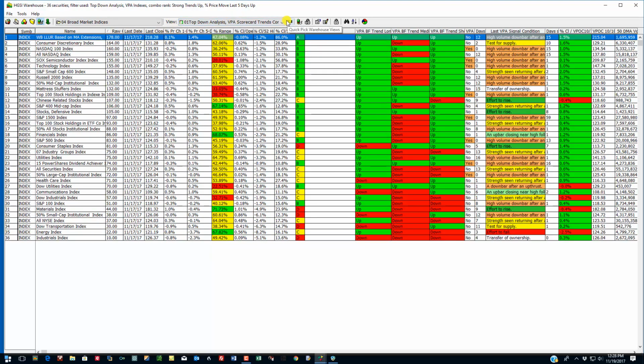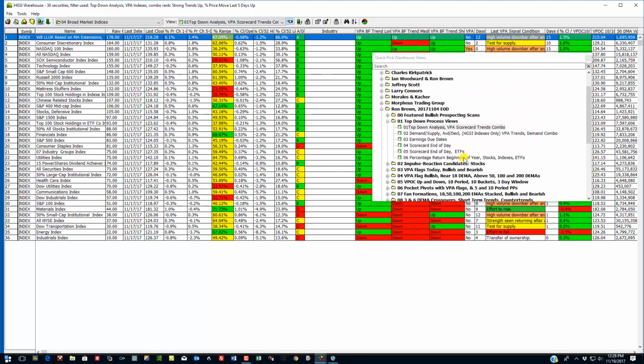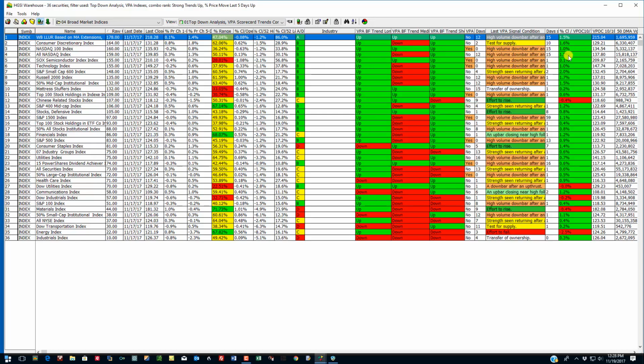And I'm using, under the end of day, the top-down analysis, the top view, number 1, which is top-down analysis VPA scorecard trends combo. So this is a combo that looks for trends, and percentage price moves up the past 5 days. And you can see what's on top of the list.